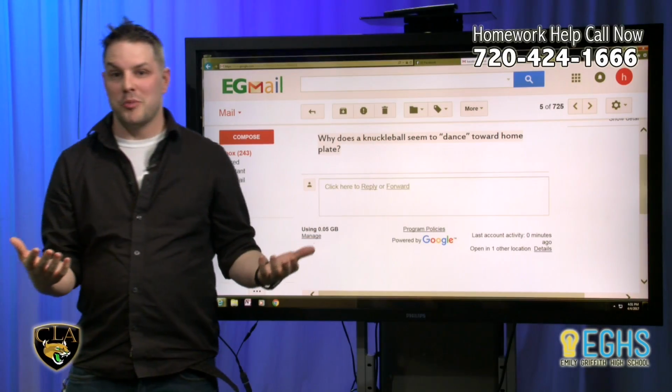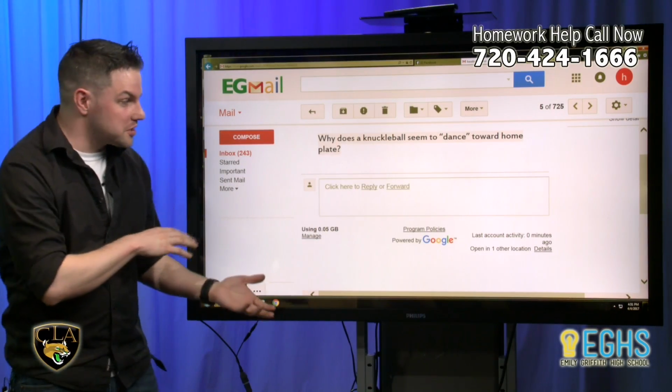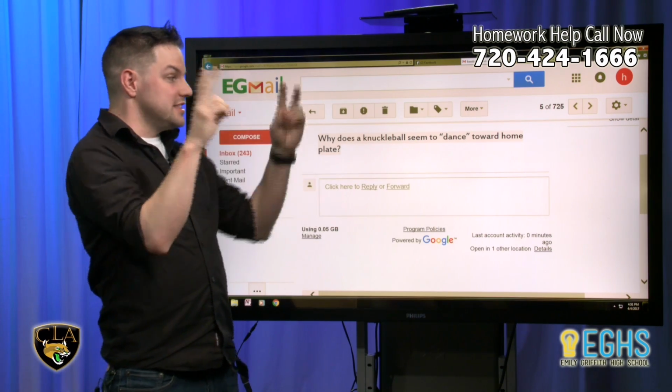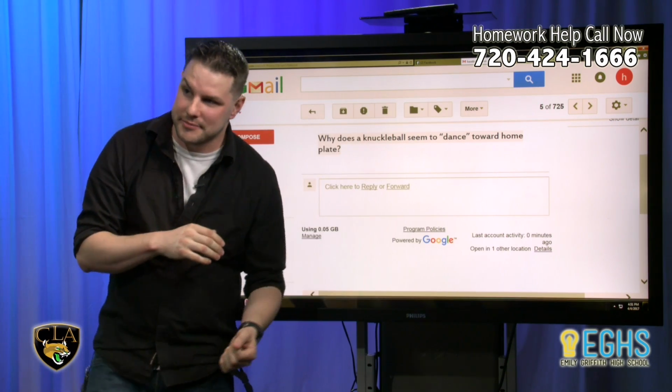In honor of opening day, it looks like we have a very interesting baseball science question. Why does a knuckleball seem to dance towards home plate?